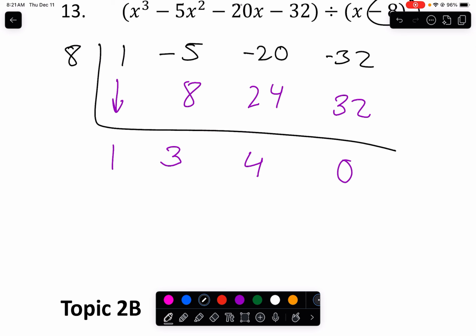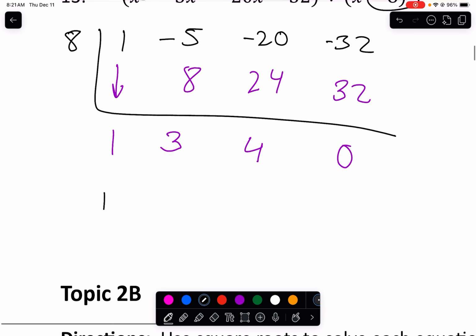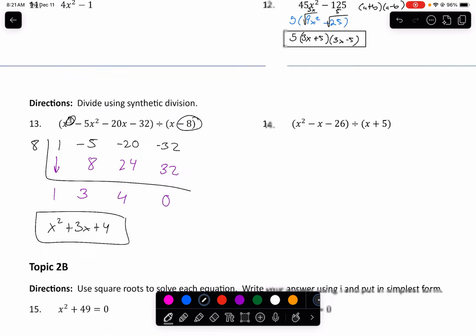We take these numbers and we take this, the highest power here, and we just bring it down by 1. So I'm going to get 1x squared, which we would just write as x squared, plus 3x plus 4. And that is my answer there.